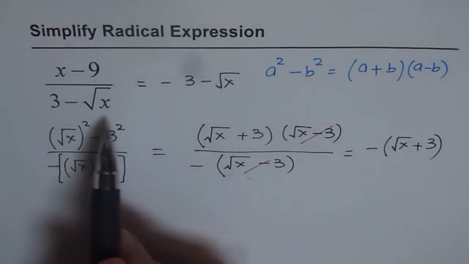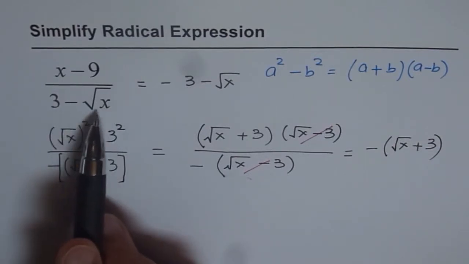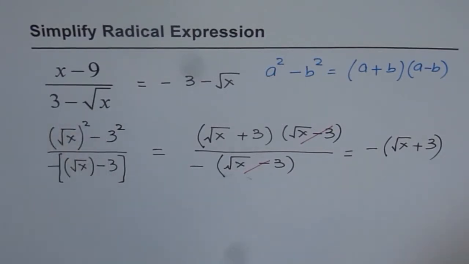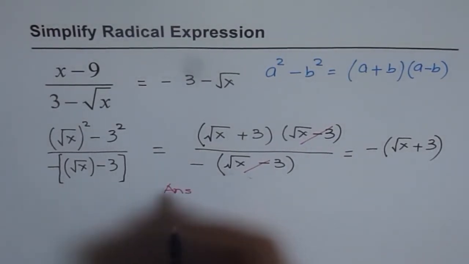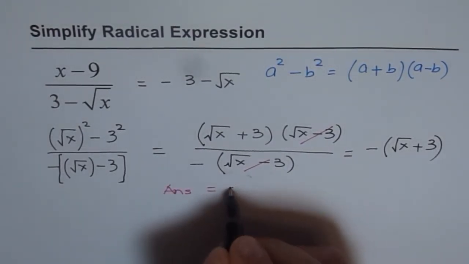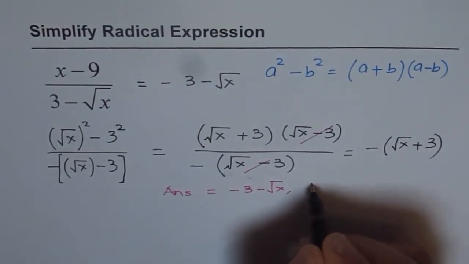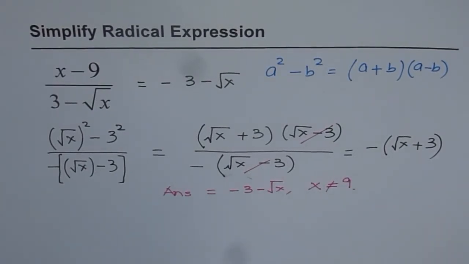Always note that when you have an expression like this, x is not equal to 9, right? Because that will give us a discontinuity, or that can make the denominator 0, right? So we can write down our answer as the expression is equal to minus 3 minus square root of x, where x is not equal to 9, right? So that is the solution or simplified form of the given radical expression.